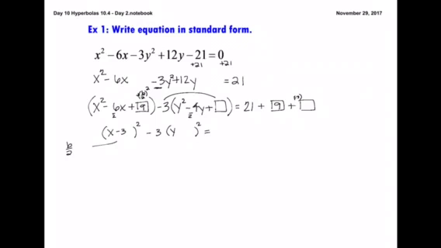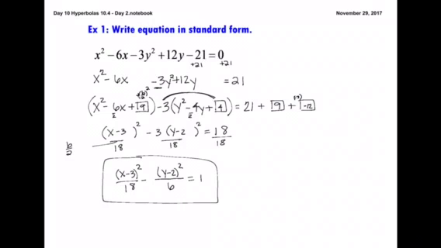B divided by 2 for our y is negative 2. Negative 2 squared is 4. Remember, negative 3 times 4 gives us negative 12 on the right-hand side of our problem. When we combine our like terms, we get a positive 18. Remember, for a hyperbola, it needs to be set equal to 1. So to get that, we divide everything by 18. x minus 3 squared over 18 minus y minus 2 squared over 6, since 3 over 18 reduces to 1 over 6, equals 1, and we just wrote the equation of our hyperbola in standard form.